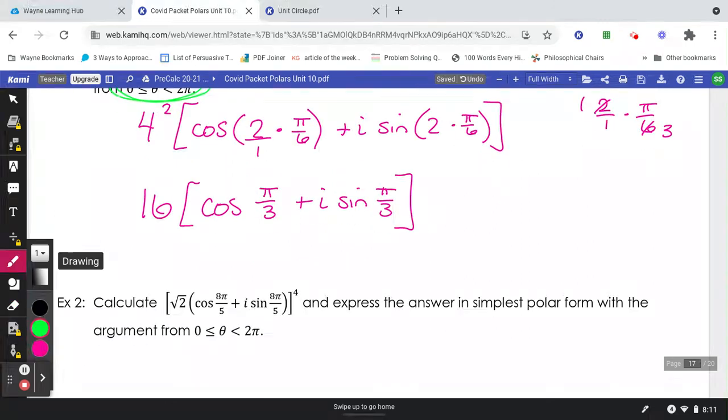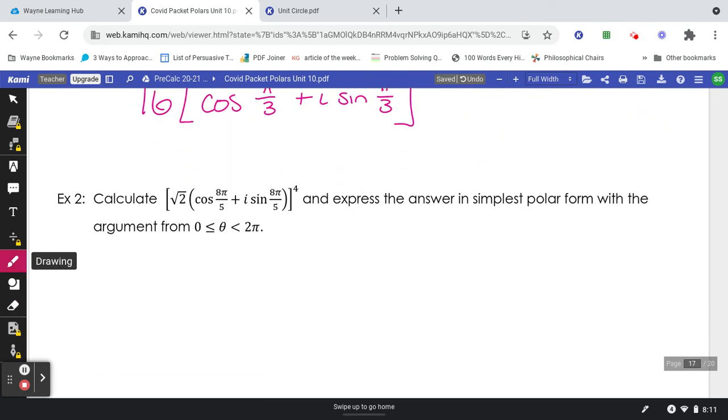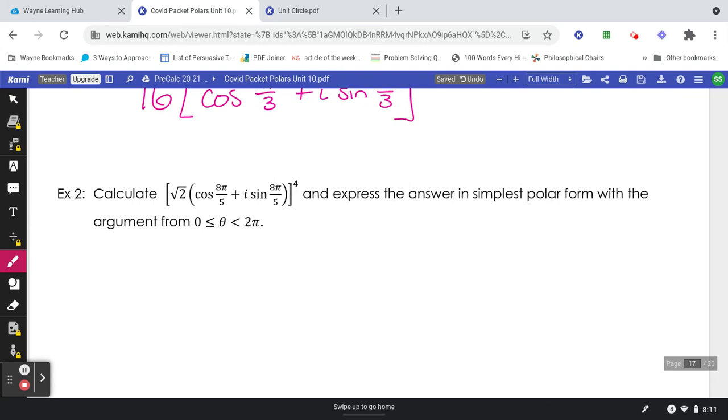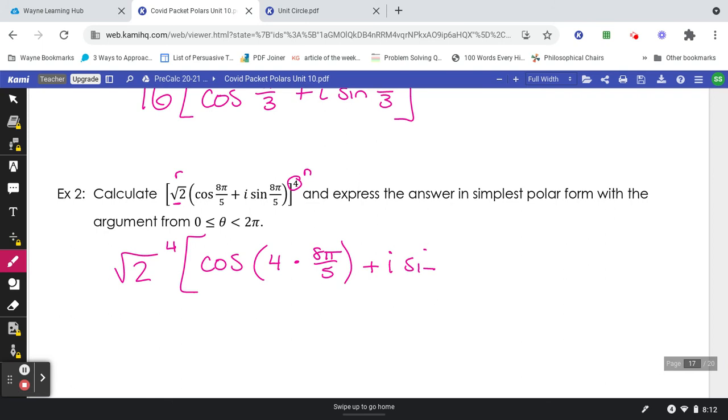So for example number 2, it says calculate, and notice they give it to you in a different way. That's still going to be our n, and that's our r up here. So we're going to take radical 2 to the 4th power, and then we'll have cosine of 4, the exponent, times 8 pi over 5, plus i sine 4 times 8 pi over 5.